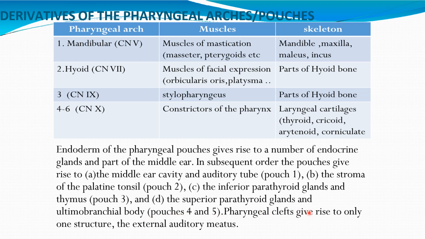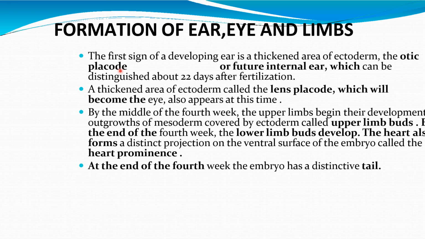So the pharyngeal cleft gives rise to only one structure, which will be the external auditory meatus. So we have the pharyngeal cleft and the pharyngeal pouches. We have done the other. So let's look at the formation of the ear, eye, and the limbs.